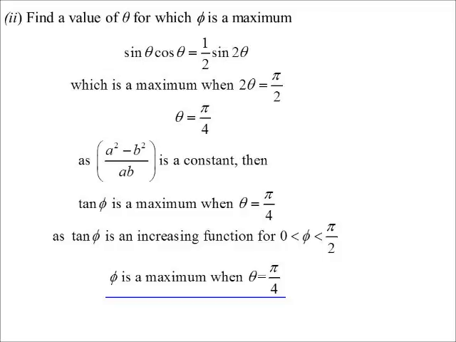So tan phi is a maximum when theta is pi on 4. But now I say, well, I know tan phi is increasing between 0 and pi on 2. So if that's the maximum for tan phi, if that's the biggest tan phi can get, then because it's increasing, the angle can't get any bigger either. Because if the angle got bigger, tan phi would be bigger.